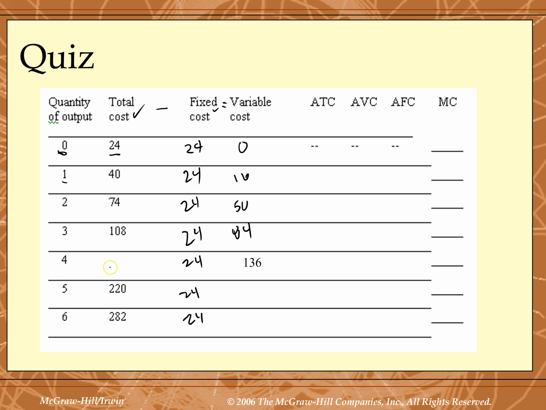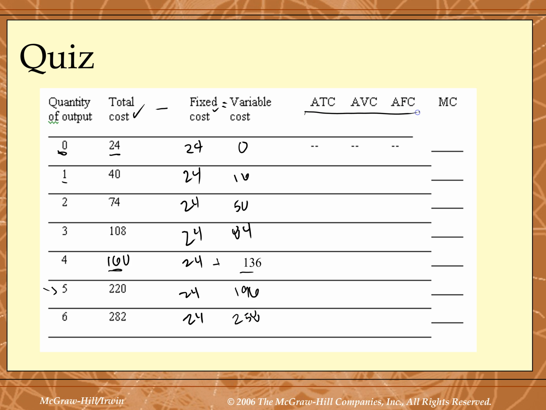Now here, notice you don't have total cost, but I did give you variable cost. So if you add these two, it should give you your total cost. And that's going to be 160, right? And then let's go back to output rate of 5. So with 220 minus 24, that's going to be 196. And then finally, 282 minus 24, that's 258, right? 258. I hope I did my math right.